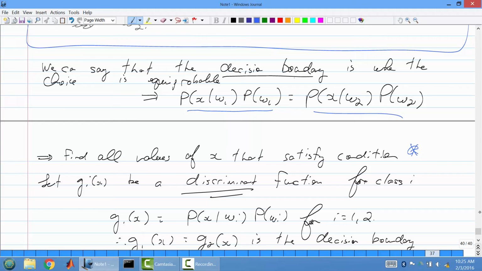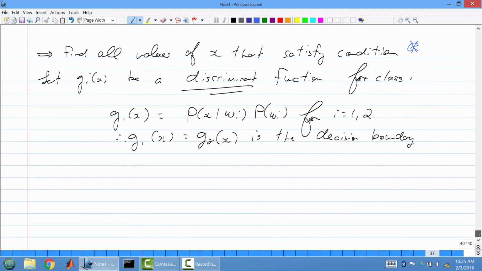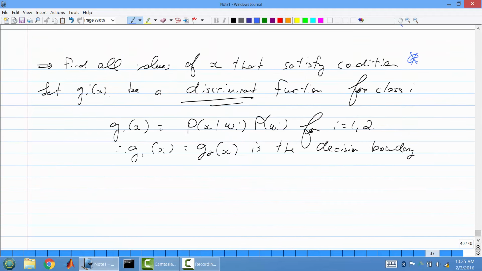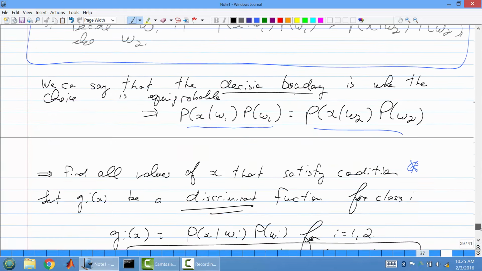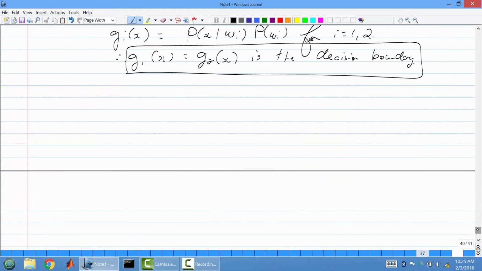So what we're going to do is define what's known as a discriminant function, called g sub i. The discriminant function for class i is simply the posterior probability. So g sub i of x is just the posterior probability, right? We got rid of the evidence because when you're comparing them both, the p of x cancels. So this is just for both classes, and this is the decision boundary. All you have to do is solve for every value of x that makes this equal, and that will give you your decision boundary. It's actually quite nice.